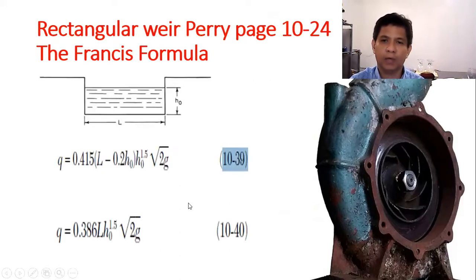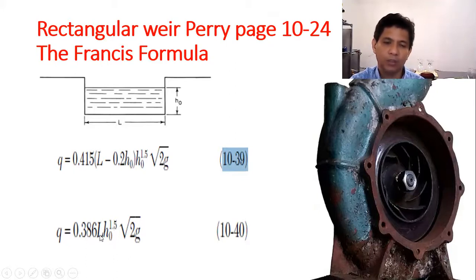So let's take a look at some equations. This is from our handbook on page 10-24. We have here the Francis formula, an empirical equation for a rectangular weir. You can use 10-40, which is simplified compared to 10-39. This is the simplified form of 10-39. Just multiply 0.386 to the length of the weir, and then the height, HO, raised to 1.5.